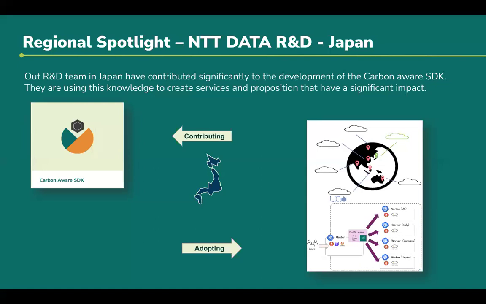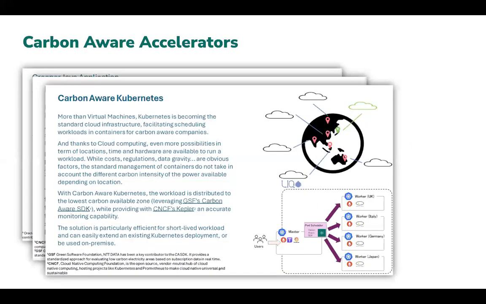If you move to the next one. I'm going to focus on one of the accelerators that was created. Using the Carbon-Aware SDK and also working with CNCF's Kepler project, what the team has developed is a scheduler where, when you have workloads, you can run them in the greenest possible location around the world. So this is the contribution from our team in Japan. And if you move to the next one, I'll bring it all together in the end.